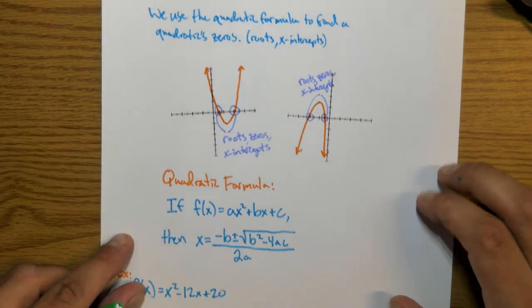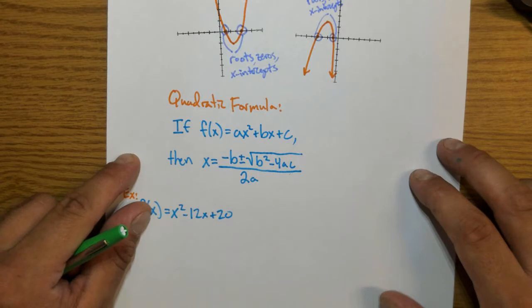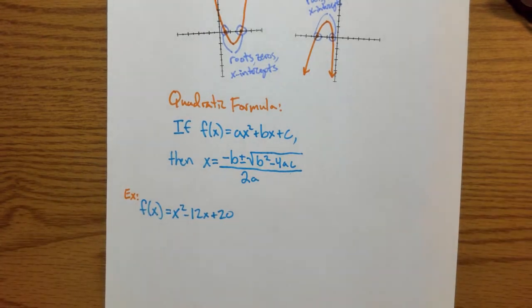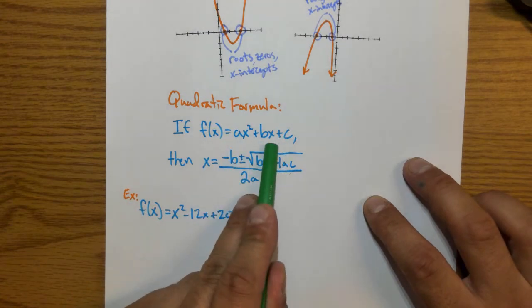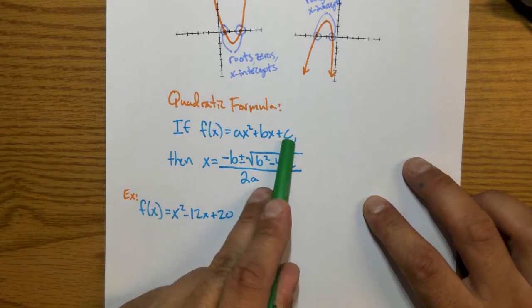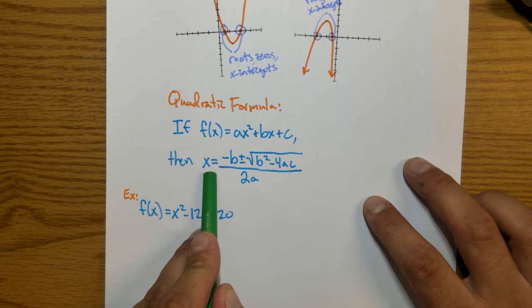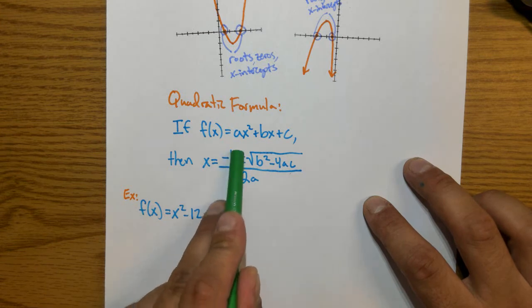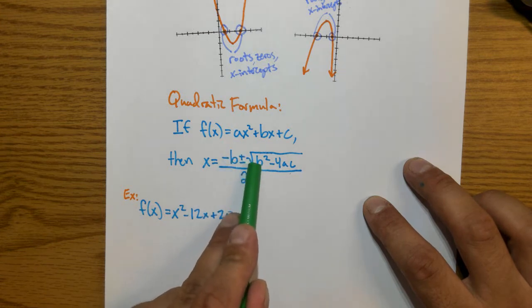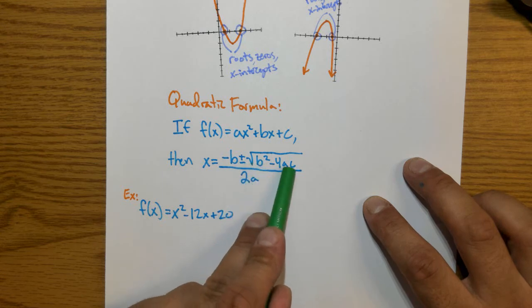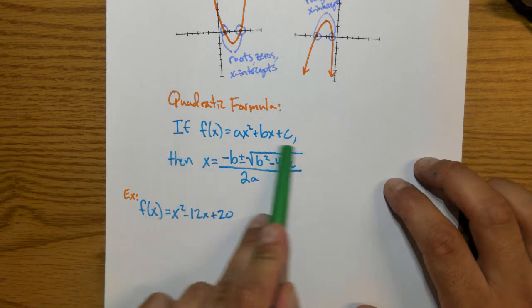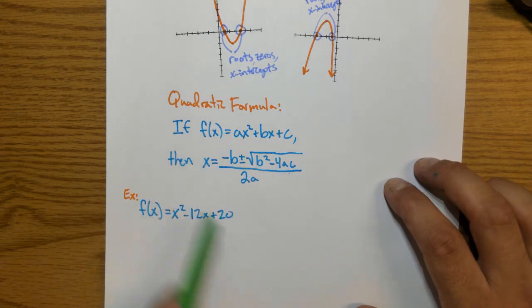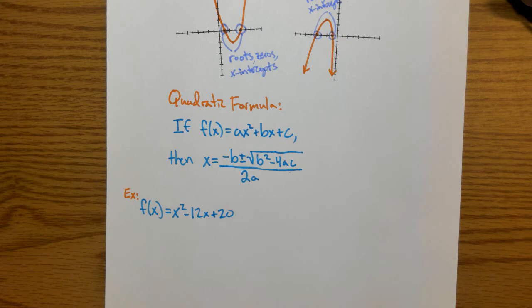So the quadratic formula is this: if f of x equals ax squared plus bx plus c, so this is the general form that we're using for our quadratic functions, then x is equal to negative b plus or minus the square root of b squared minus 4ac, all divided by 2a. So definitely write this down. You will definitely need it, unless you want to memorize it. That's good too.